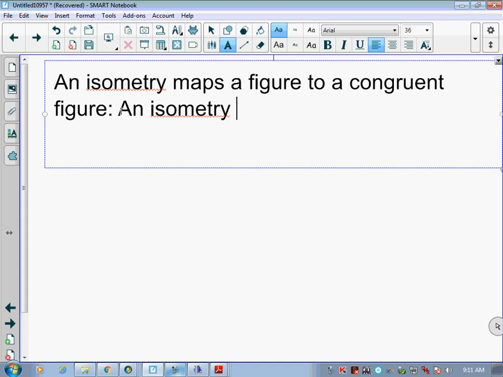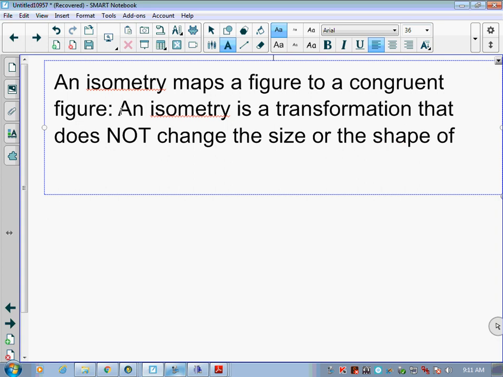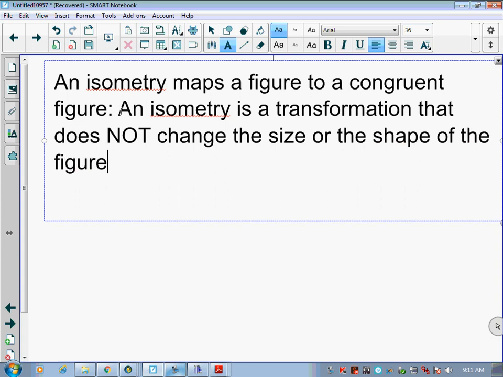It's in the box. It's a transformation that does not change the size or the shape of the figure. That is the image of an isometry is congruent to its pre-image. Okay, an isometry is a transformation that does not change the size or the shape of the figure. And that's largely what we're going to be looking at today, are isometric transformations. It won't change the size or the shape.